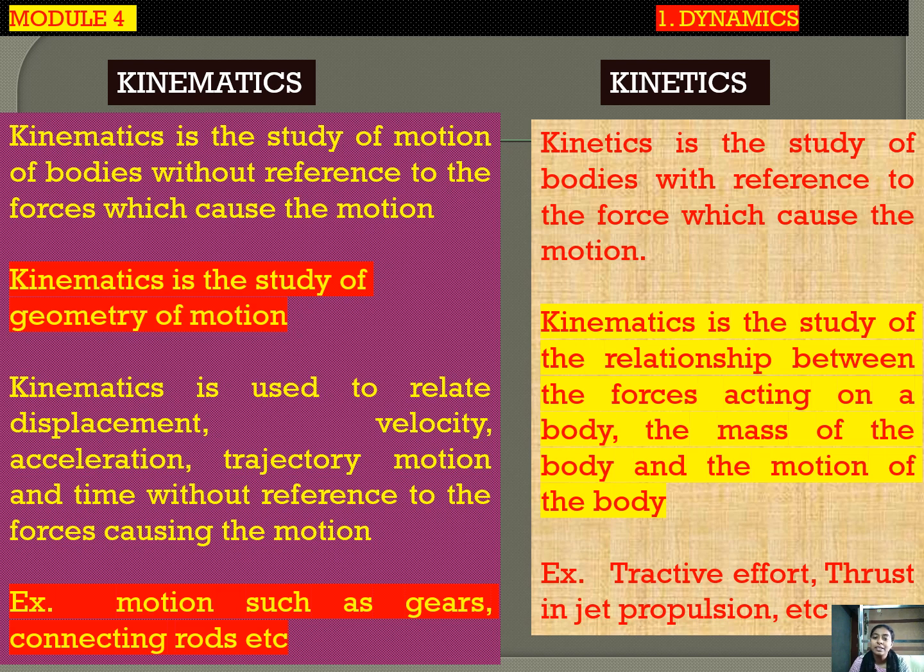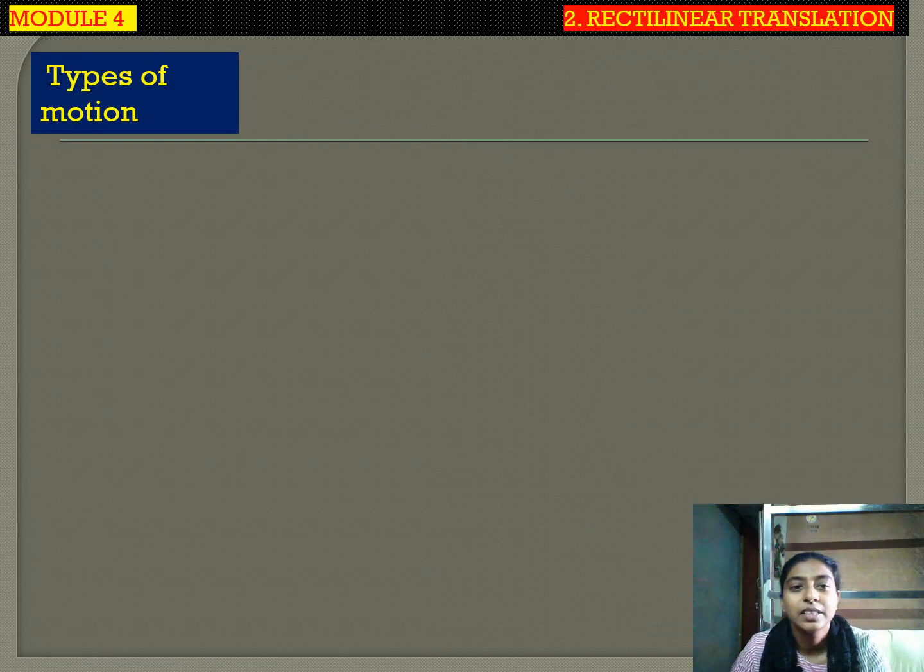An example is jet propulsion. We will study this while doing the problems, right? Now, before going to the next part, dynamics basics is over. Dynamics is classified into kinematics and kinetics. In kinematics, the forces are not considered. In kinetics, forces are also considered.